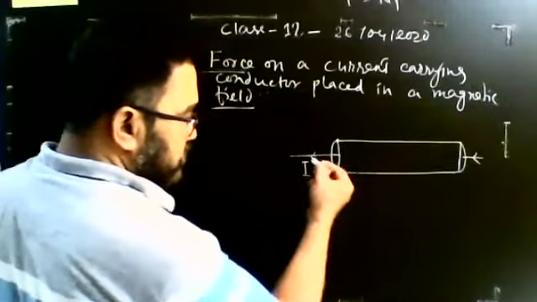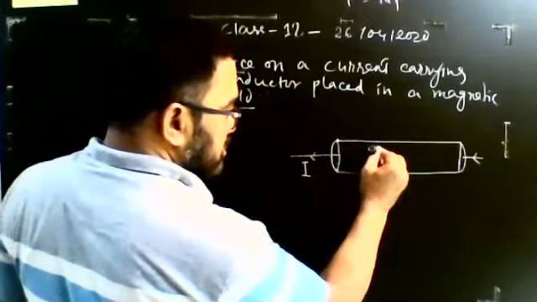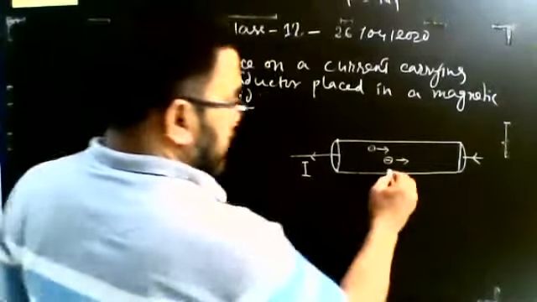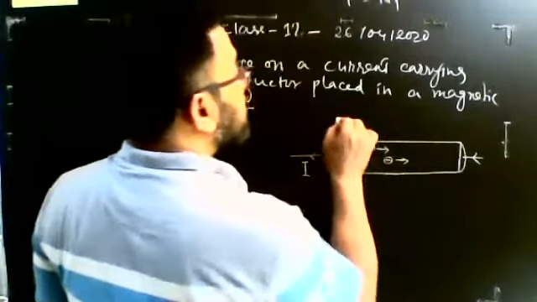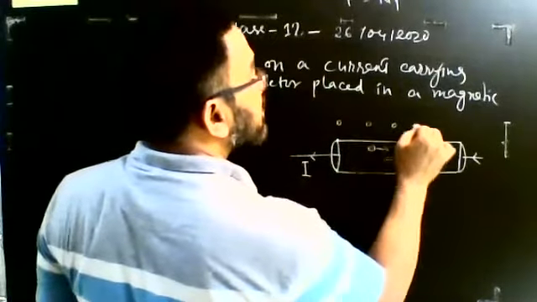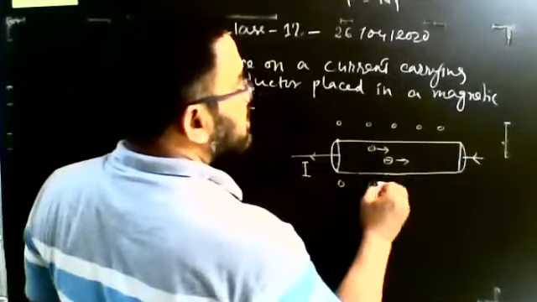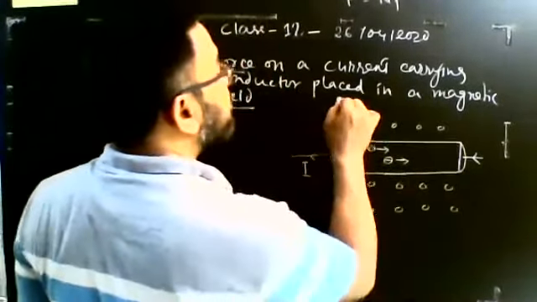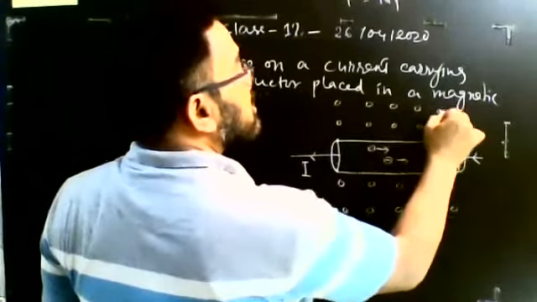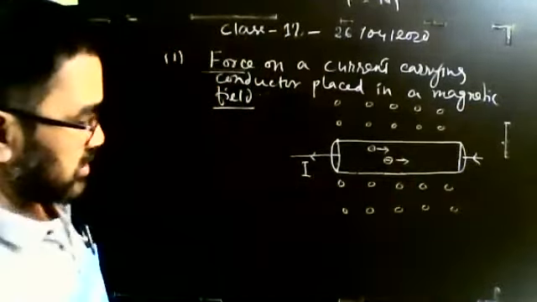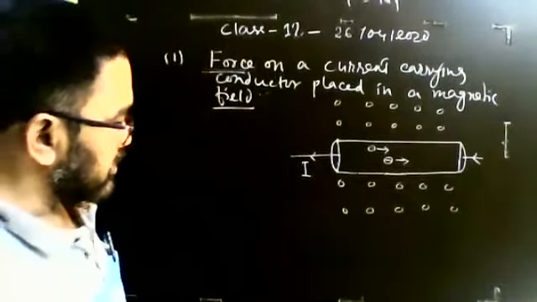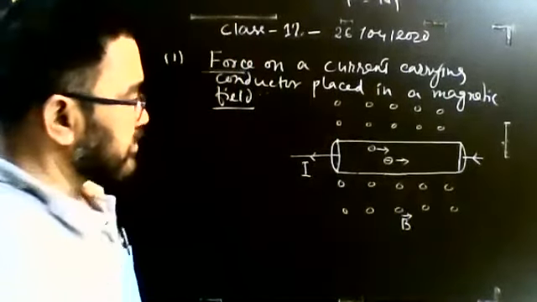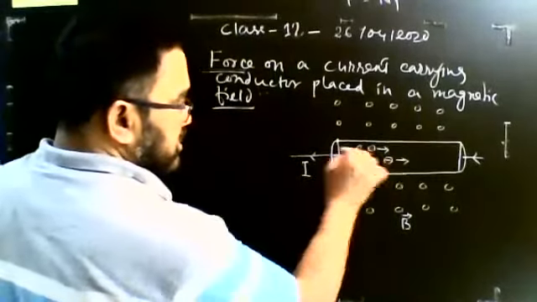So when current I flows through this, electrons must be moving in the opposite direction, and there is a magnetic field which is perpendicular to this blackboard. The lines of force of the magnetic field are considered perpendicular to the plane of this blackboard, and the strength of the magnetic field is B, and the charge of an electron is e.